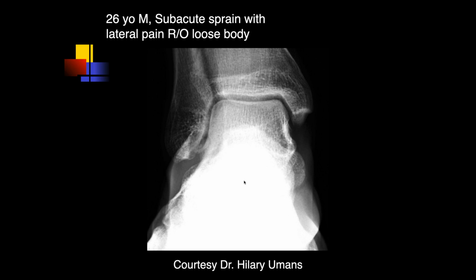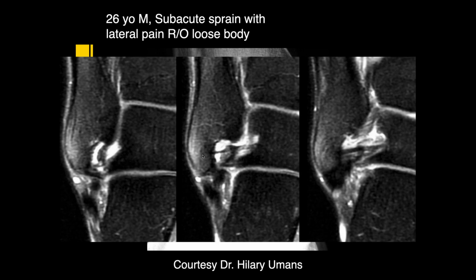26-year-old male, subacute sprain with lateral pain, rule out loose body. Lateral pain. You know, I wonder if I see increased bony density kind of right there in that clear space. There might be a little tiny thing right there. Tiny little bone thing. I can't tell if that's... Okay, there's the MR.